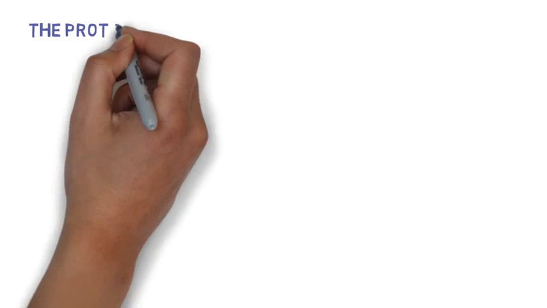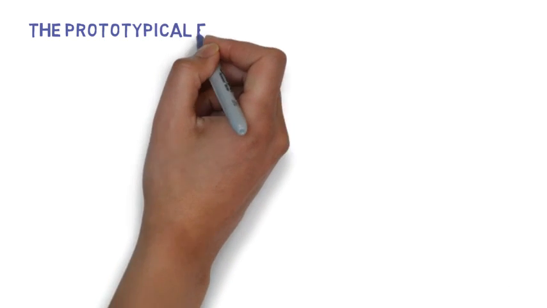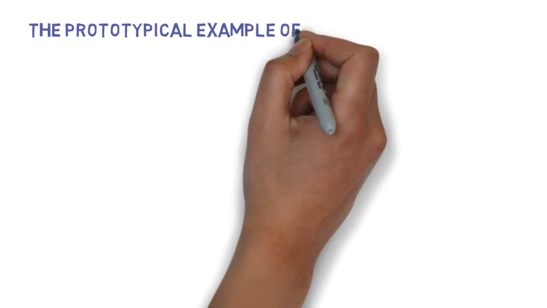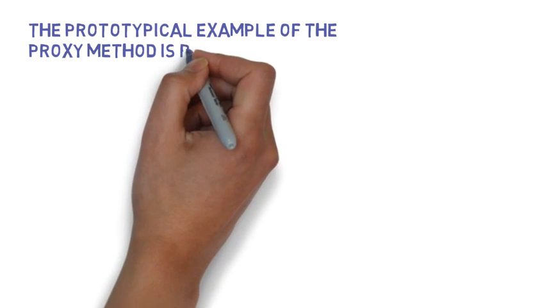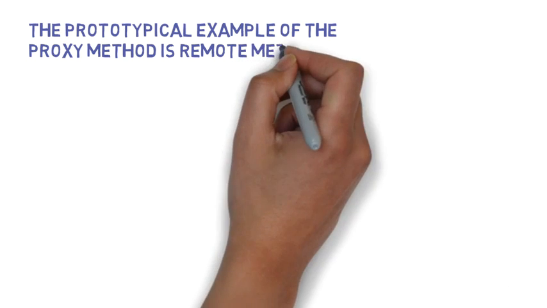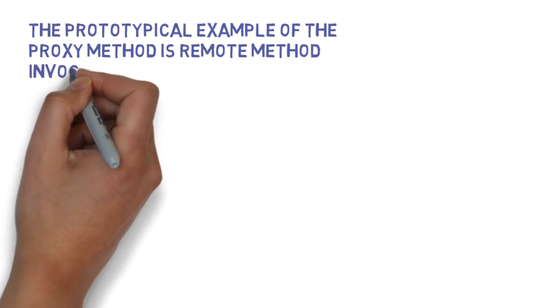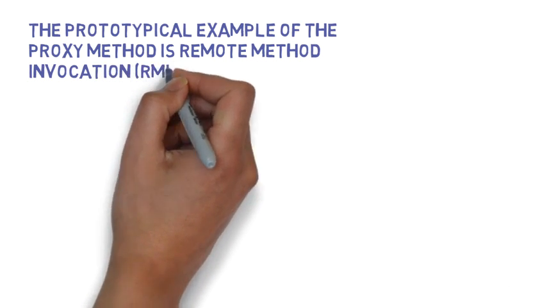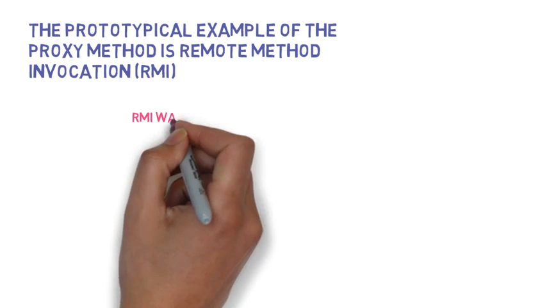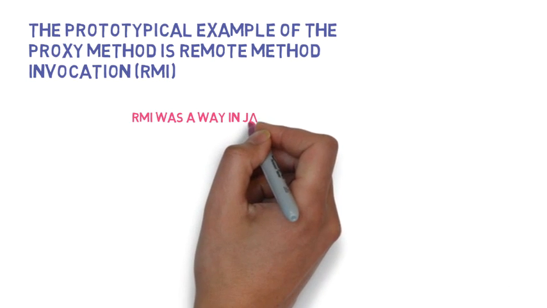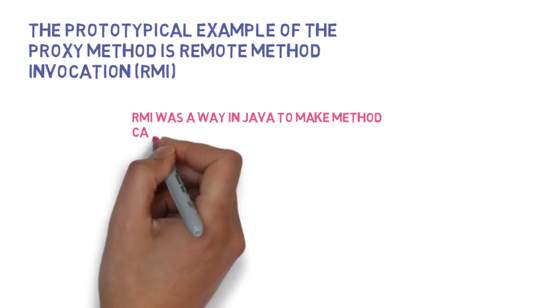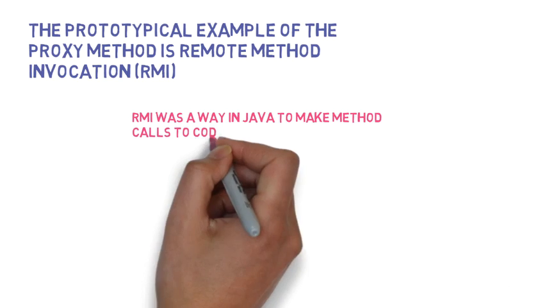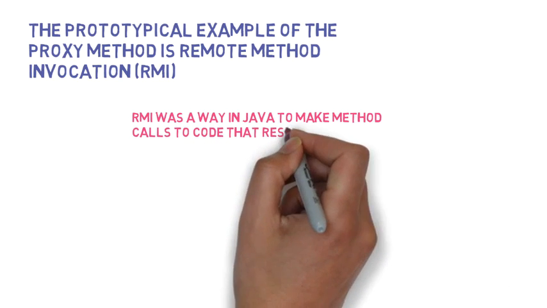The prototypical example of the proxy method is something known as remote method invocation. It's a very fancy term for basically calling an API which lives on a different machine. So basically asking to process stuff on a different machine and invoking that code from yours is called remote method invocation. Now, RMI was a way in Java to make method calls to code that resided on a different machine.